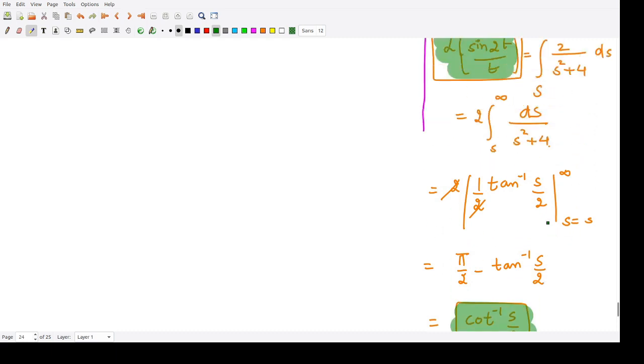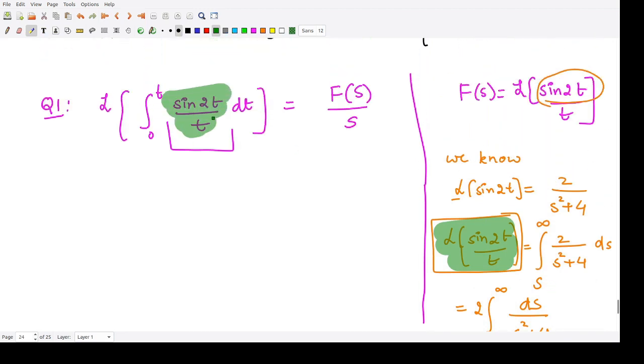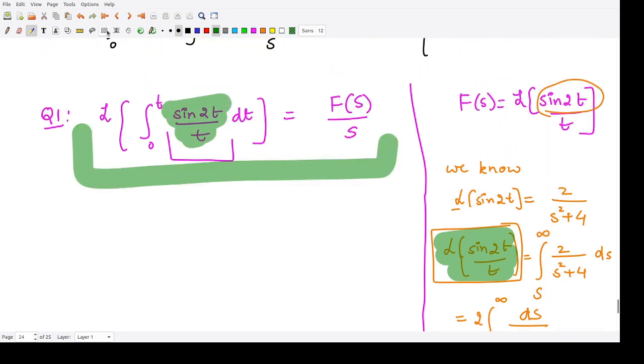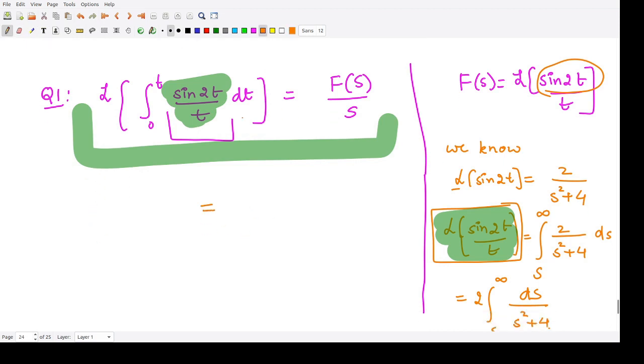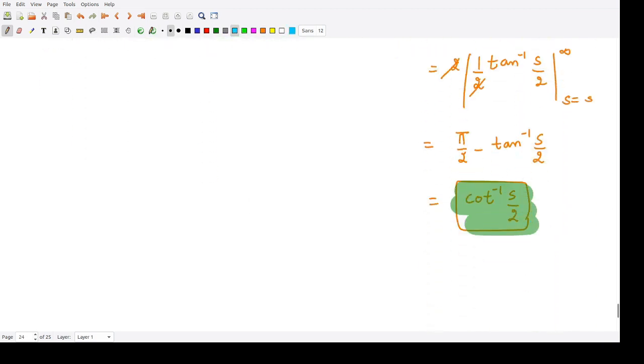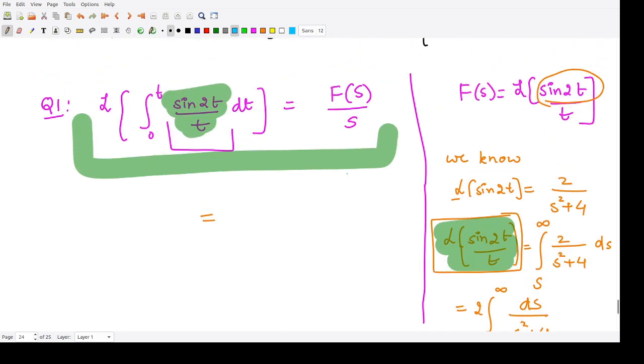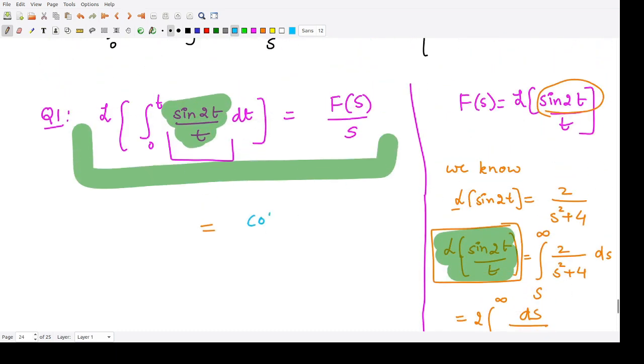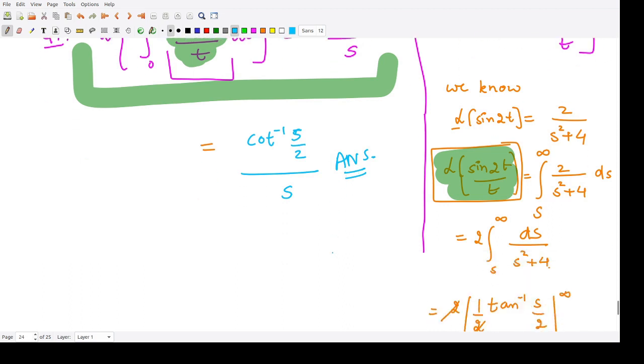So now we will apply this property. It says that firstly you calculate f of s. Our f of s that we have calculated here is this quantity. So our final answer would be cot inverse s by 2 divided by s. So this is the final answer that we wanted to calculate.